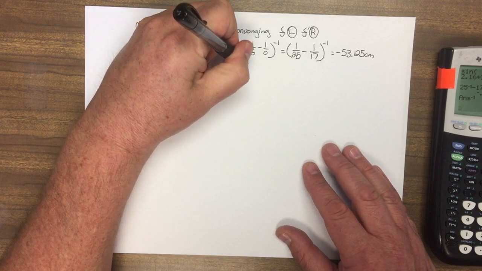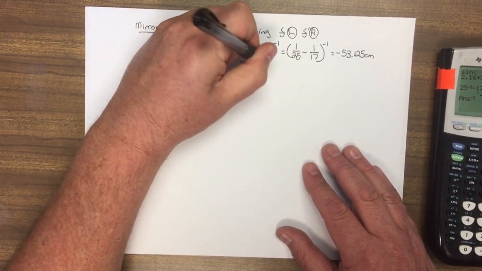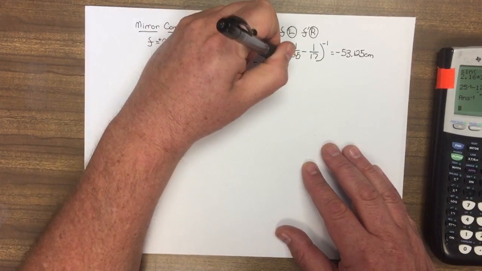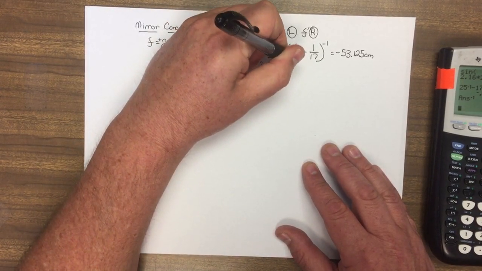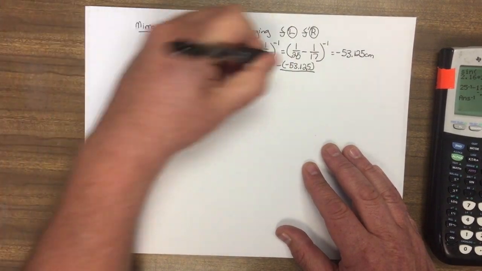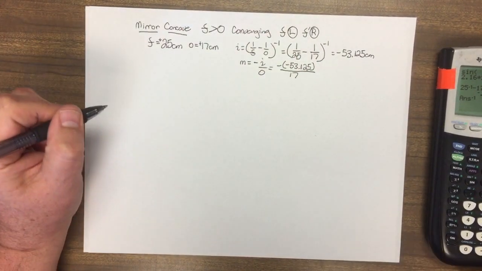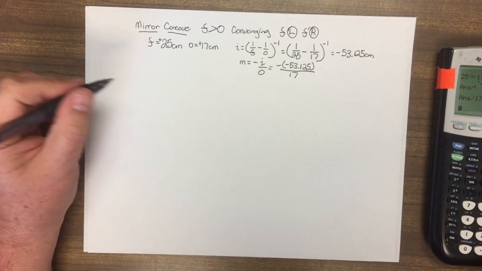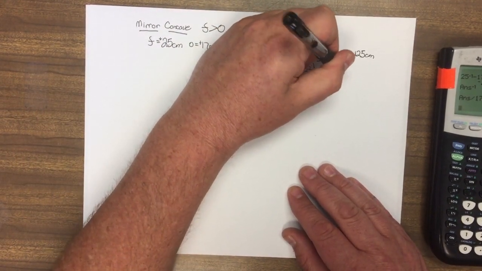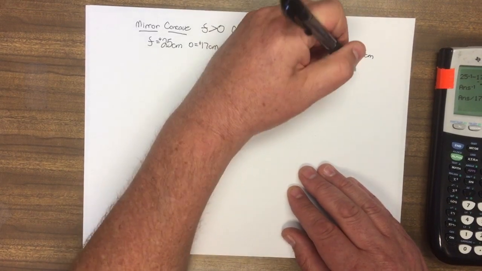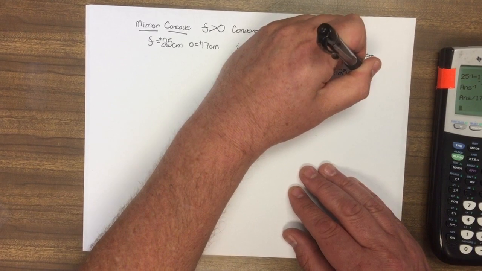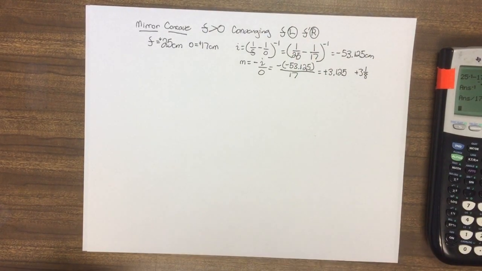I also need magnification. Magnification is negative I over O. So this is negative of a negative 53.125, and O, which is 17. So I get a positive 3.125, 3 and an eighth, as the magnification.